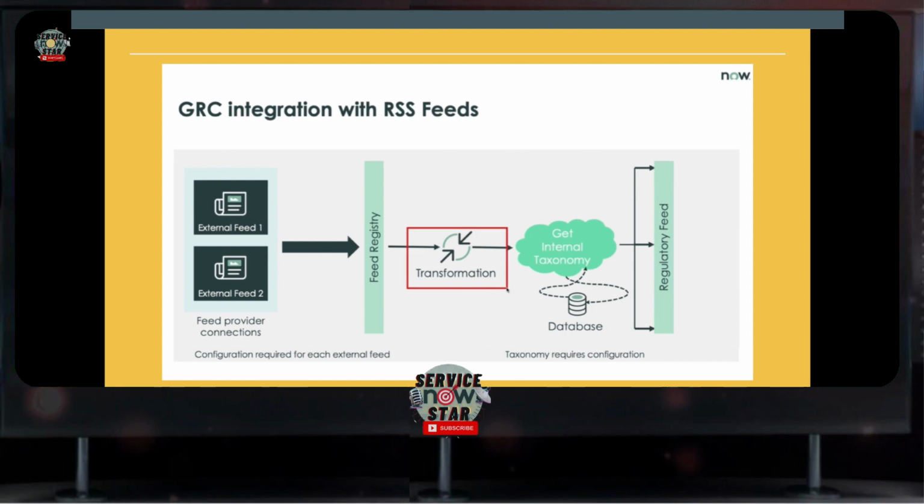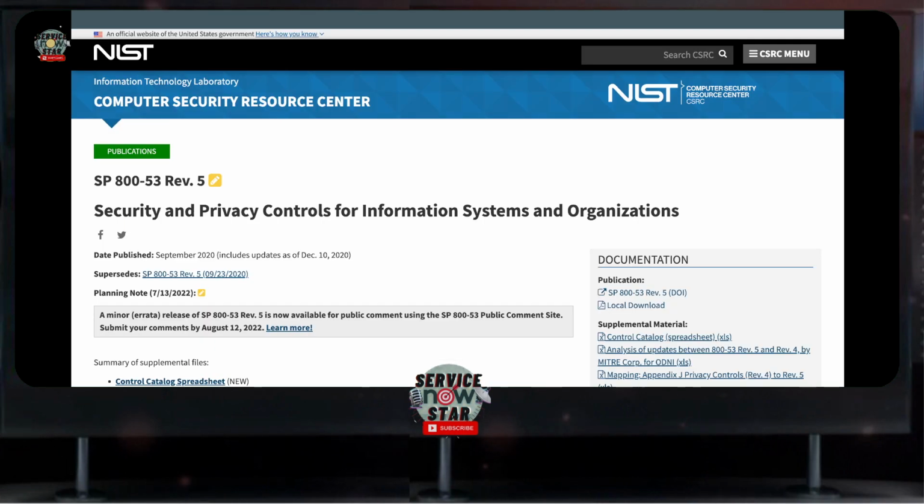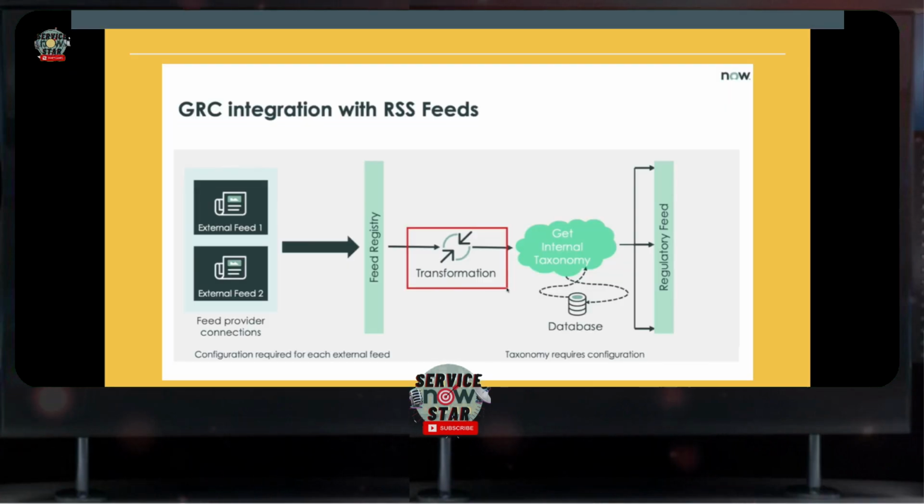So here you have your external feed. One of our external feeds here is the NIST 800, which is an official website of the United States government. You have that one here in your external feed, and then you put your PCI here as well, and all of that's integrated. They feed the provider connection.